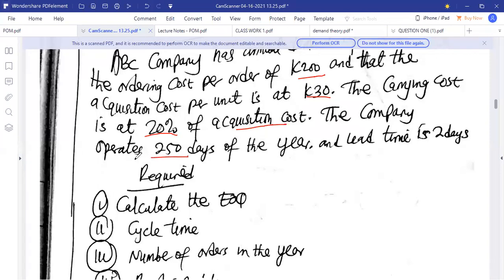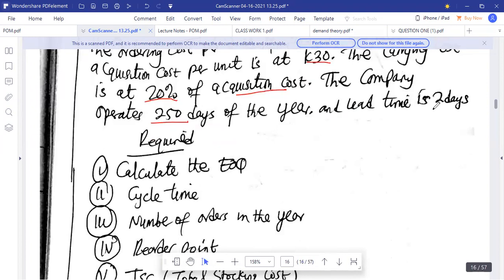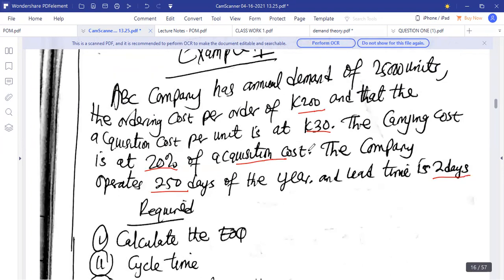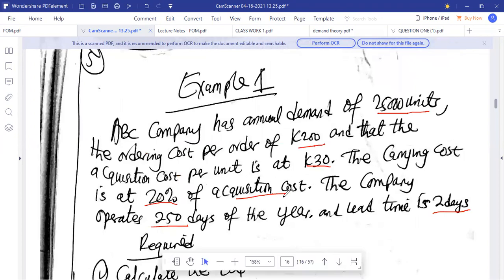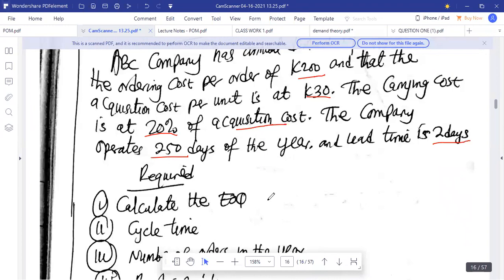And then you have the company operates 250 days of the year, and the lead time is 2 days. So now from here we can see this is our annual demand, which is 25,000 units. So these are the cardinal points that you need to look at. The acquisition cost per unit is 30 kwacha. So if I know how many units can we order at a time.